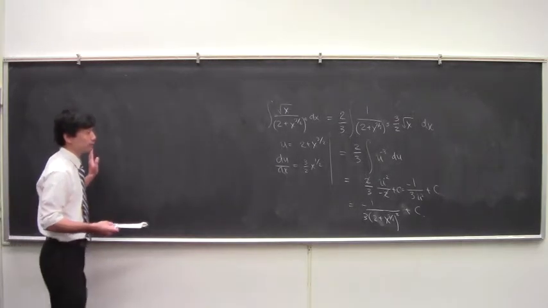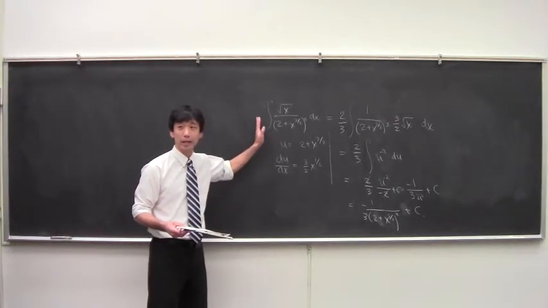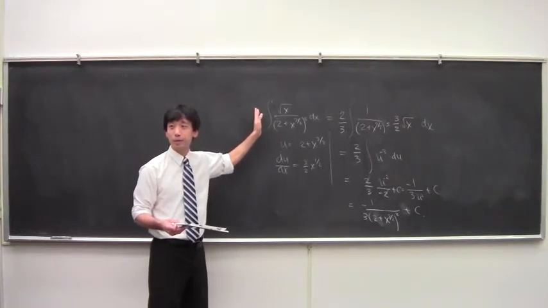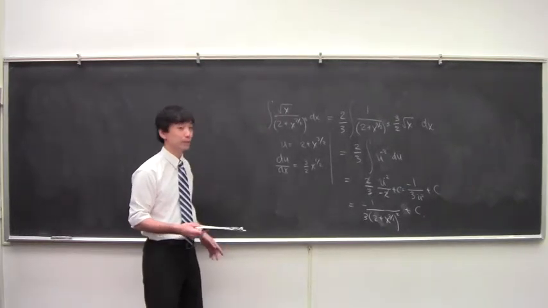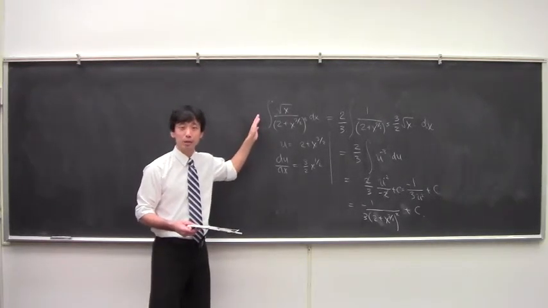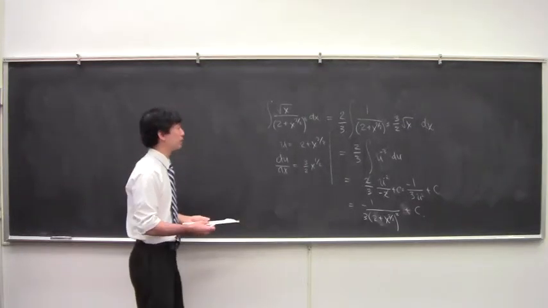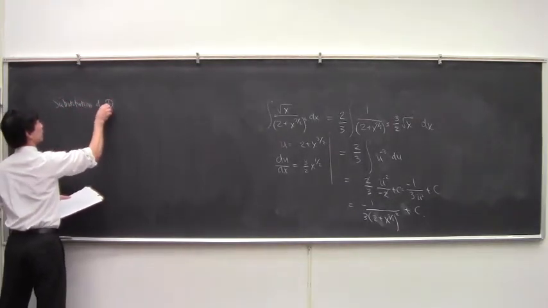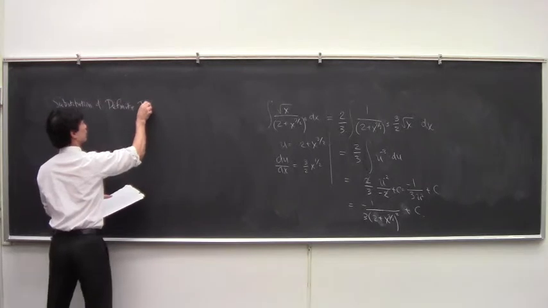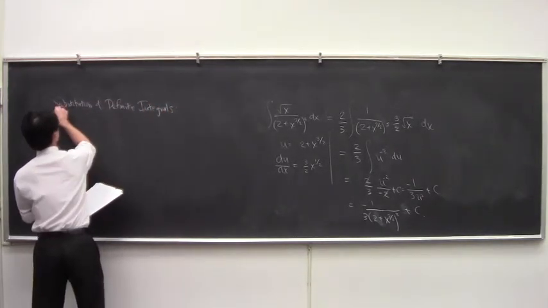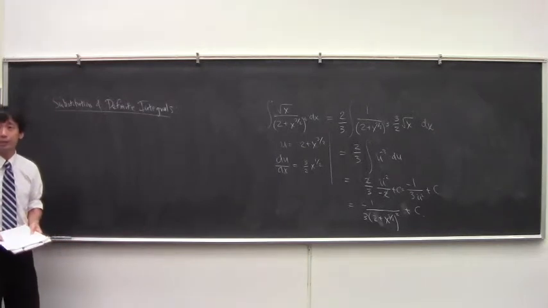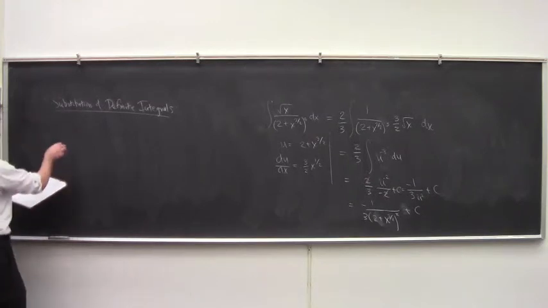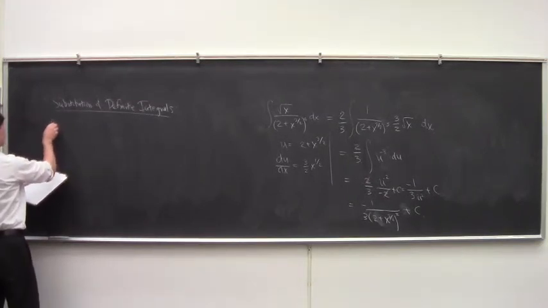Okay. So that's the antiderivative part of substitution. We used substitution to get antiderivatives. Now there's the second part, which is substitution and definite integrals. Substitution and antiderivatives, or substitution and indefinite integrals, and now we're doing substitution and definite integrals. Okay. So the same sort of idea.